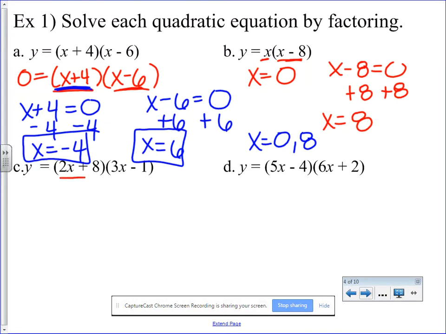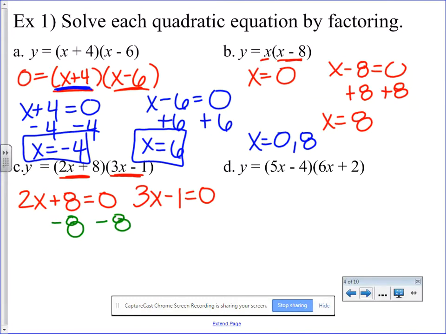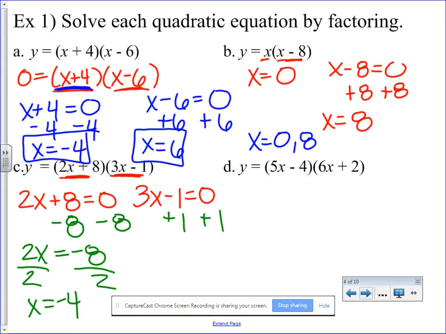For example 3, I'm still going to take each binomial and set it equal to 0. 2x plus 8 equals 0. 3x minus 1 equals 0. I can solve for x. So my first step, subtract 8. We're in reverse PEMDAS here. So we've got to get rid of things being added or subtracted first before we can get rid of things that were multiplied and divided. So we're getting -4. And 3x equals 1.